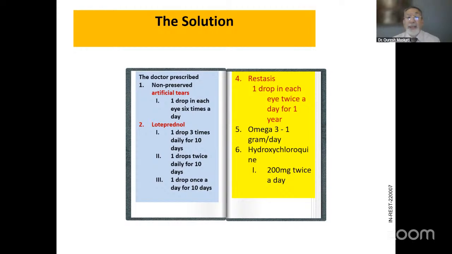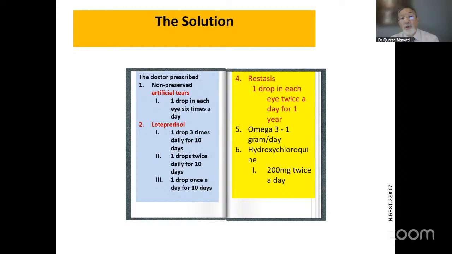So topical cyclosporin, what does topical cyclosporin do? It stimulates the lacrimal glands to produce better quality tears. So it's not an artificial tear. It's not a tear substitute. It is a stimulant for the lacrimal glands. It comes as usually preservative free, and you have to put it for 1 to 2 years. So I started the patient on 1 drop in each eye twice a day. I put the patient on omega-3 fatty acids because that also stimulates the lacrimal glands to produce better quality tears. And I put the patient on something which helps the body's immune system, which is hydroxychloroquine.